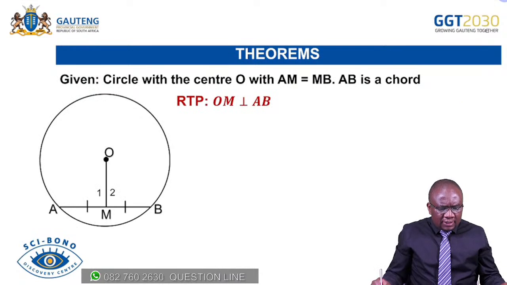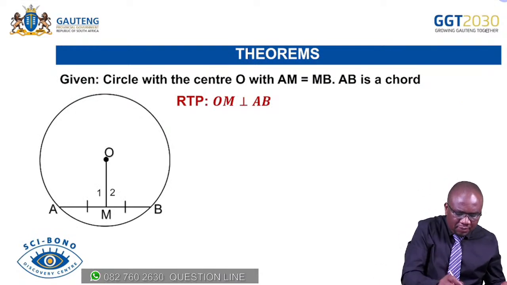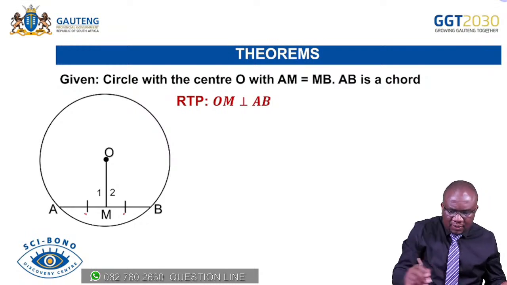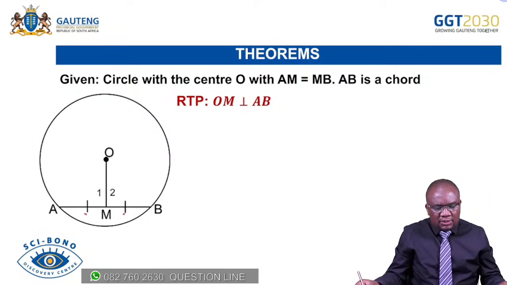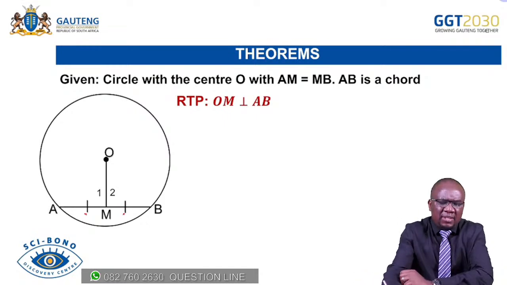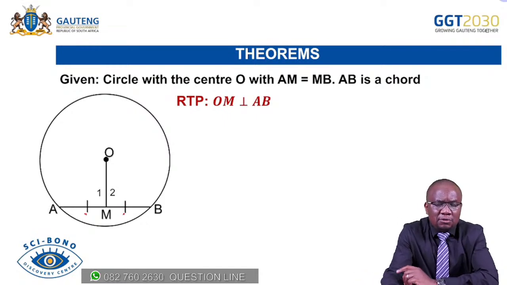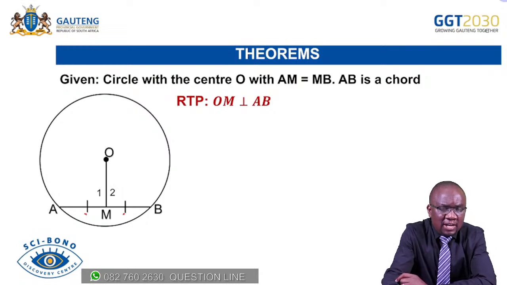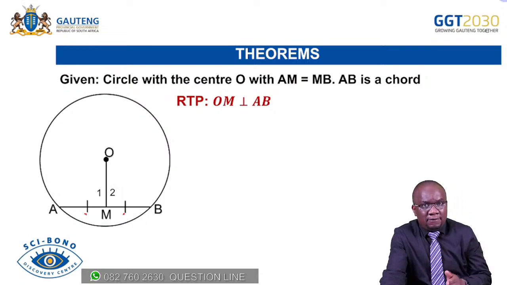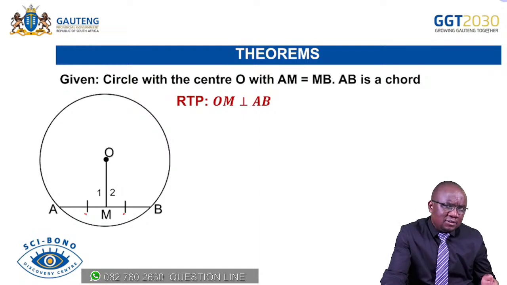This is the converse. Given the circle with center O, with AM equal to MP as indicated there, and AB a chord, we are required to prove OM is perpendicular to AB. I want to give people maybe 1 minute to try this, because I know some people have an idea, but if you're still struggling, it's okay. Let me give you 1 minute to try proving this.